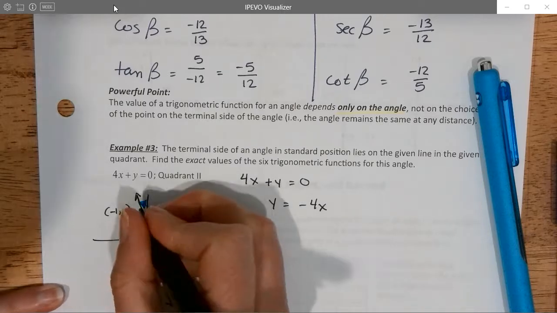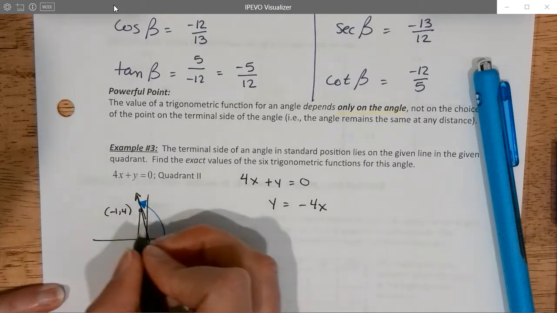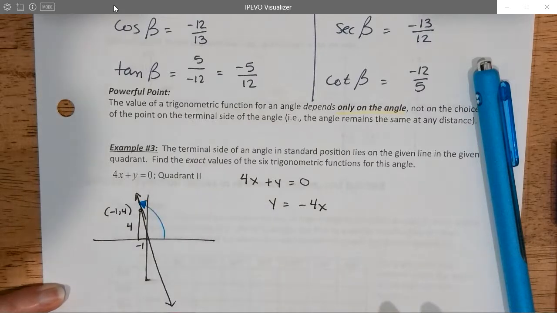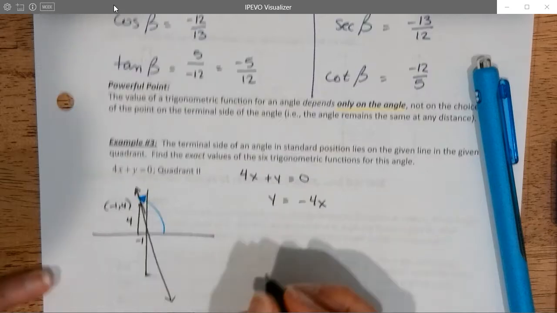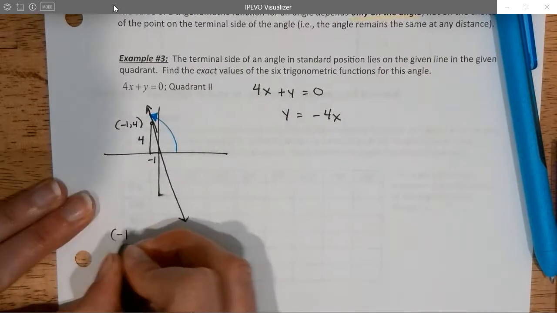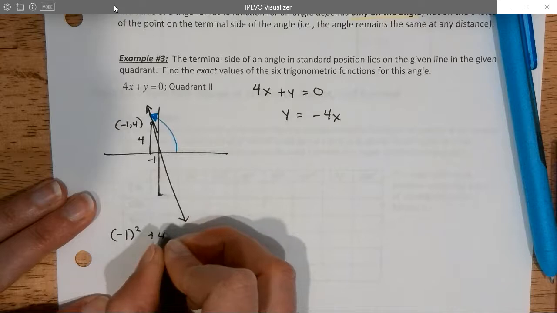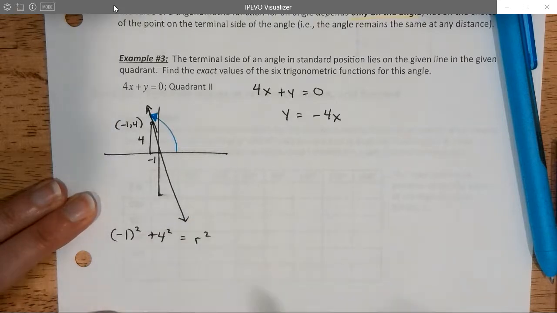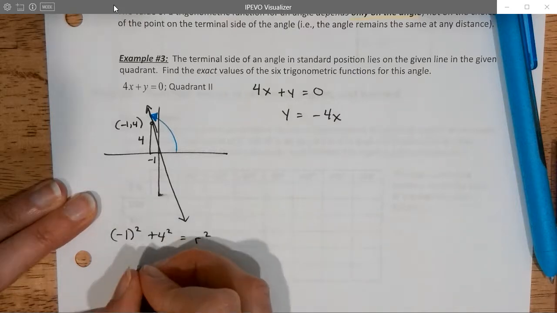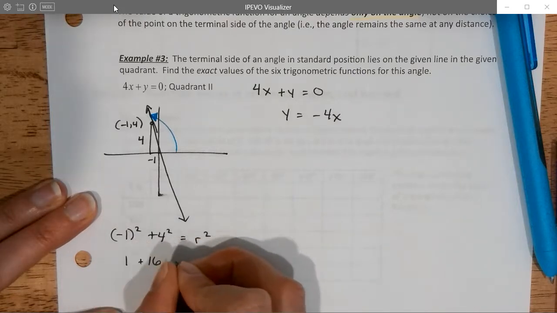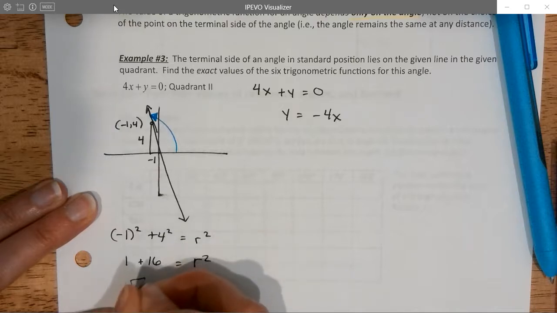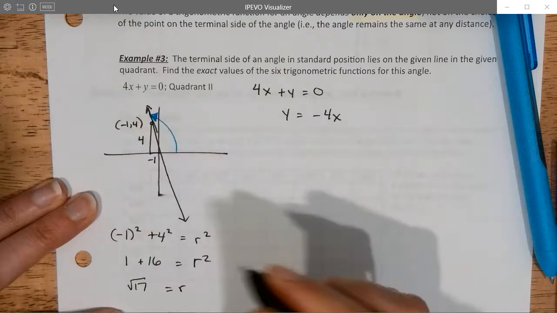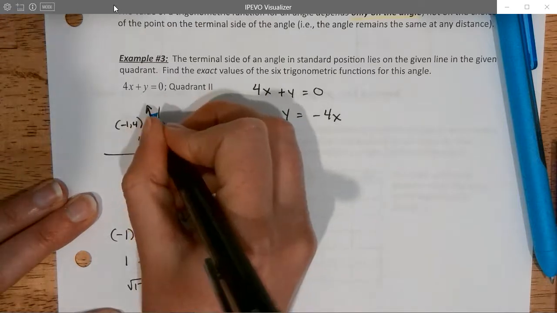When I have that point, boom, I have a reference triangle. In this reference triangle, the x value is -1, the y value is 4, and I don't yet know the hypotenuse, but I can calculate it. So I can say -1 squared plus 4 squared equals r squared, or whatever you want to call it, c for hypotenuse, squared. So that's going to be 1 plus 16 equals r squared. So the square root of 17 is our r. Okay? Square root of 17. I'm going to try to squeak that in right here. Square root of 17 for that hypotenuse.